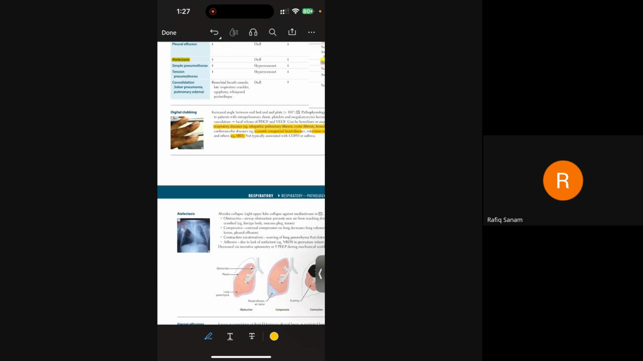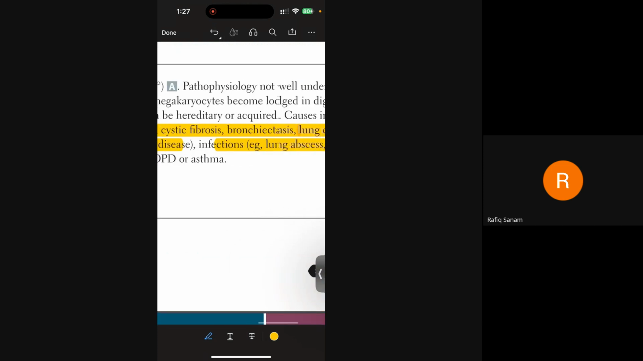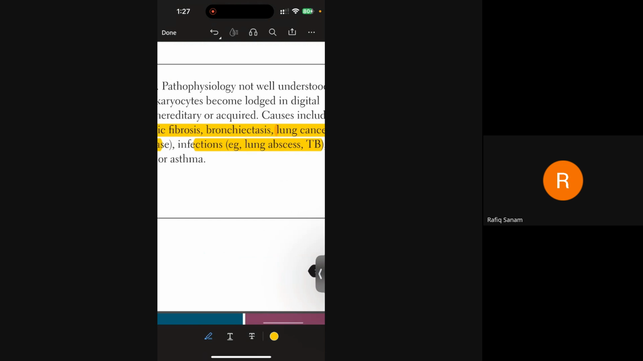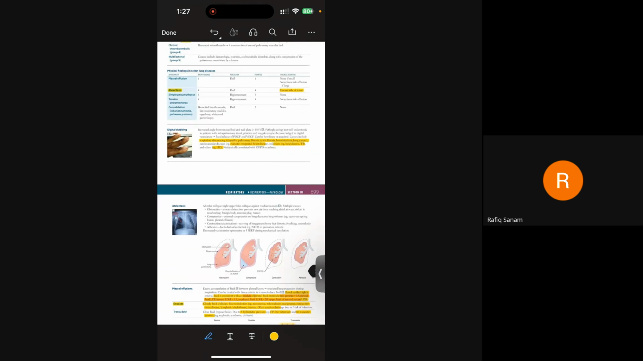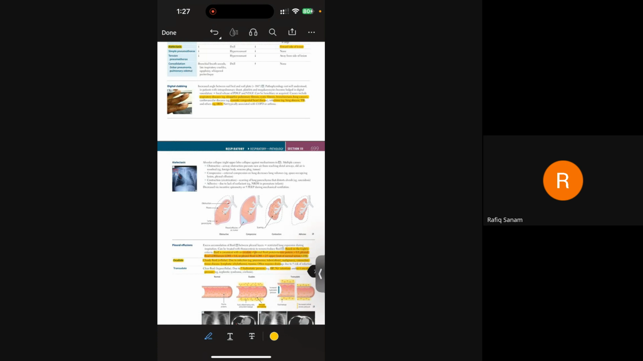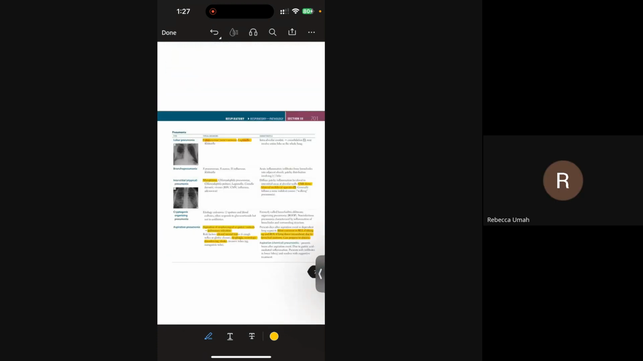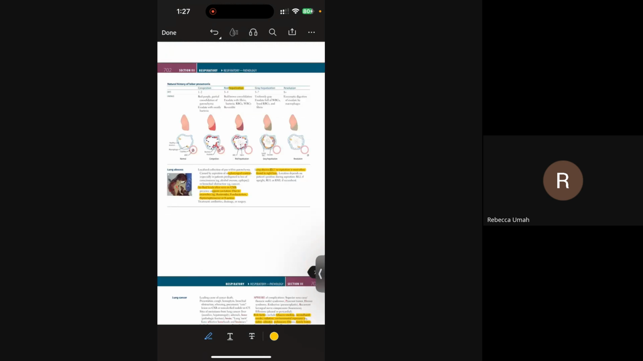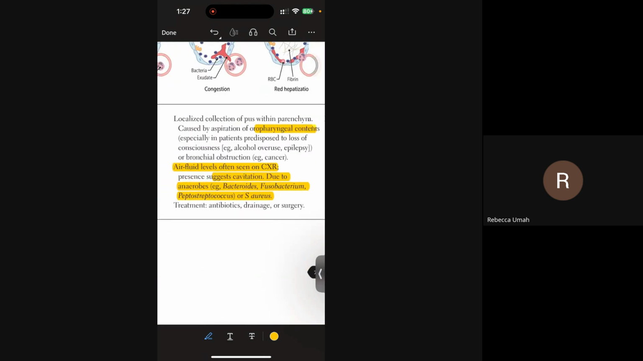Okay? See, idiopathic pulmonary fibrosis, infections, lung abscess. Our patient has digital clubbing as well. Okay, lung abscess due to anaerobes or Staph aureus, air fluid levels can be seen. It is a localized collection of pus within the parenchyma caused by aspiration.